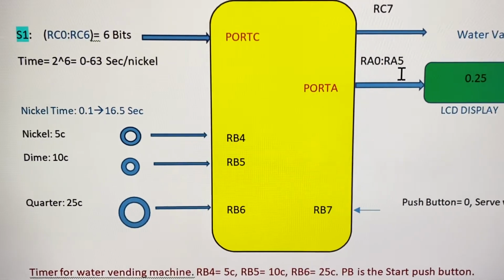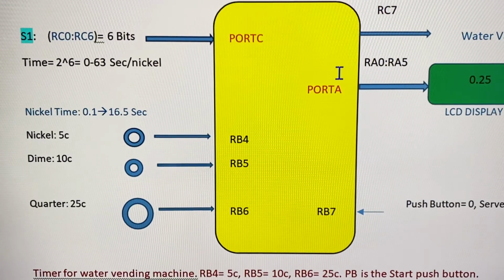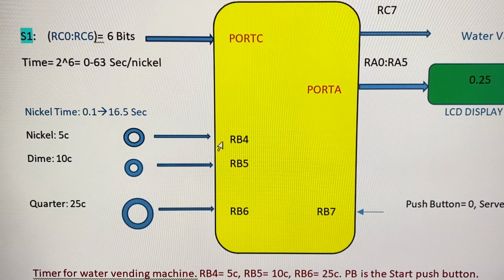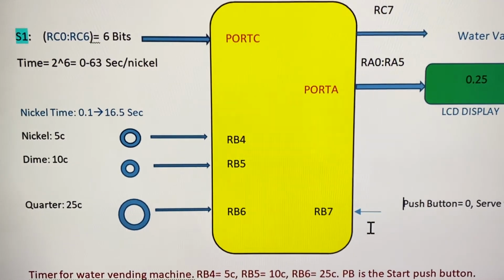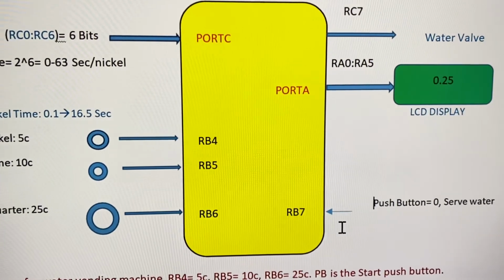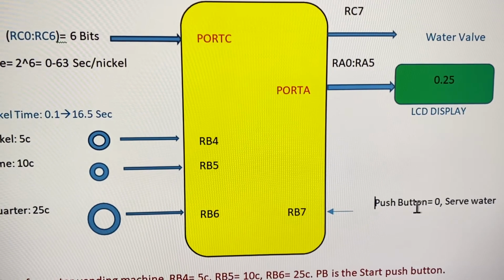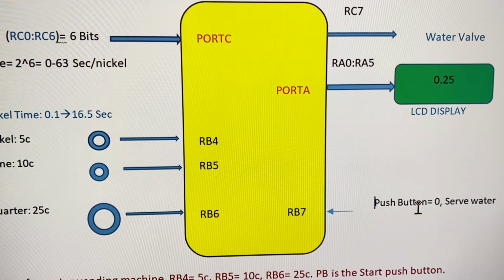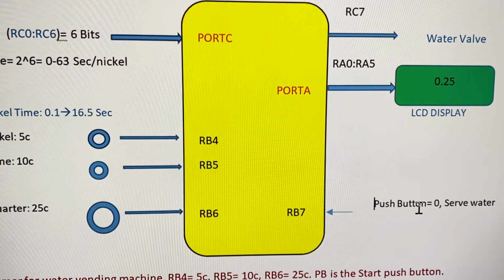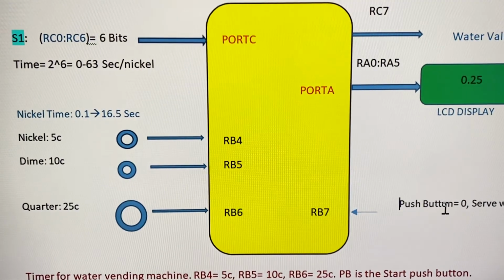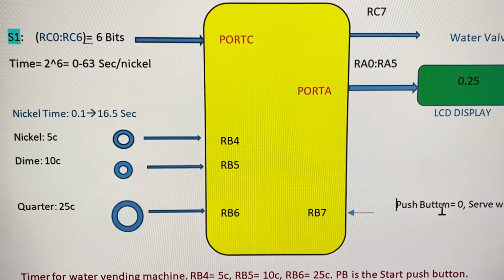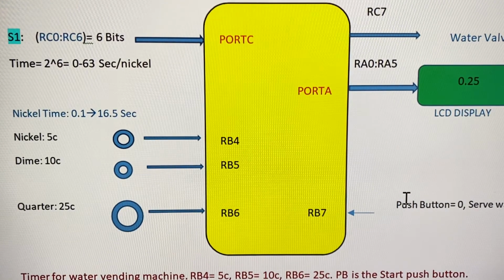We also have the coins to detect through these 3 inputs, RB4, RB5, RB6, for nickels, dimes, and quarters. And RB7 will be the push button to serve water. When it is pressed it provides a low logic; in standard logic it will be a high. At the initial time it will be at logic high.